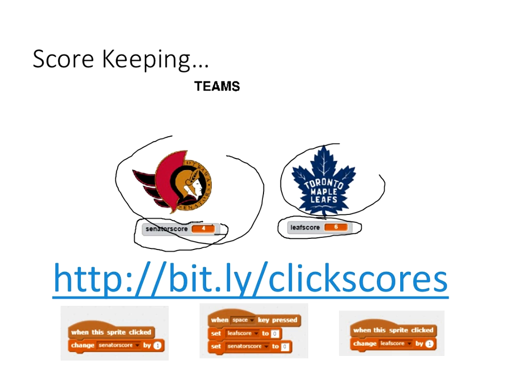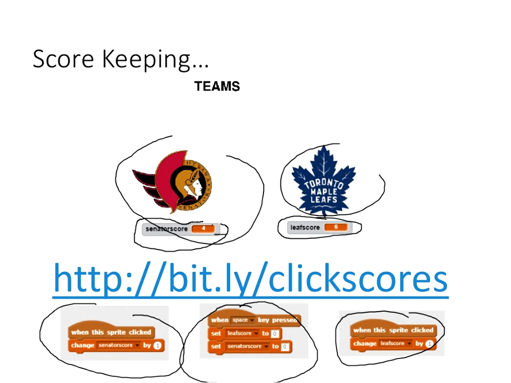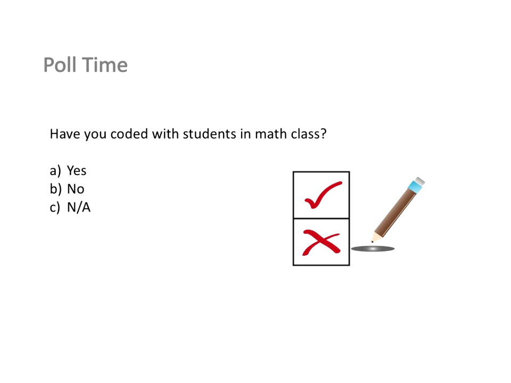So there's score. You can see how simple it was. I have a space bar that resets my scores to 0, and then I also have a when this sprite is clicked for the Toronto Maple Leafs, and on this side I have when the Ottawa Senators is clicked to increase it by 1 on the other image. So that's all the code I needed for that program.